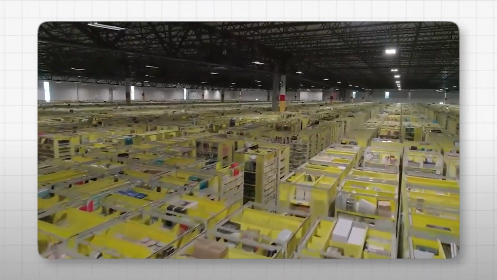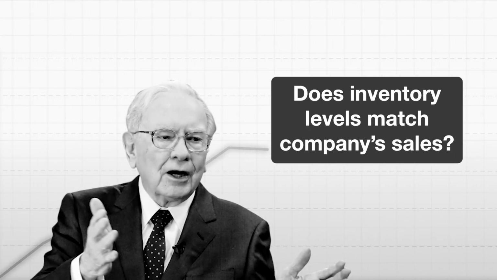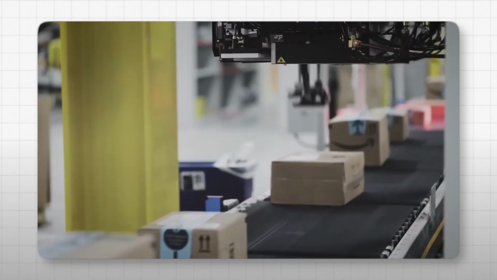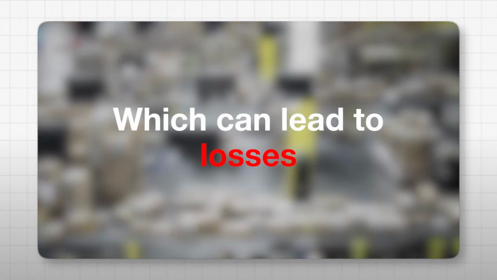Inventory. Inventory is the products a company keeps to sell to customers. Buffett closely watches whether the company's inventory levels match its sales. If a company's inventory is increasing while sales stay flat or drop, it's a red flag that the company isn't selling products as expected, which can lead to losses.